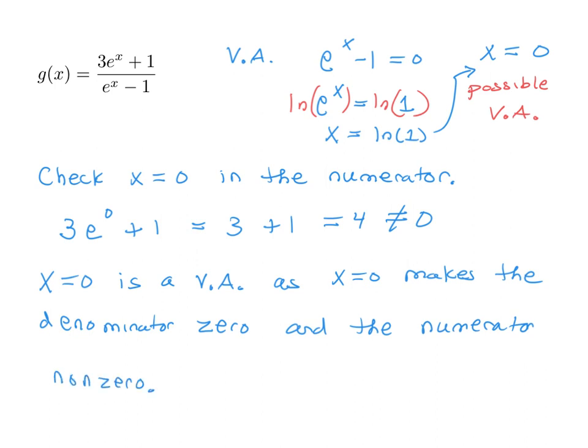And that's enough. Now to figure out if this thing has any horizontal asymptotes, we're going to use limits at infinity. I'll do that on the next slide. Okay, so we're looking for any horizontal asymptotes of the function g of x. This time, we have to look at the limit as x goes to plus or minus infinity separately.